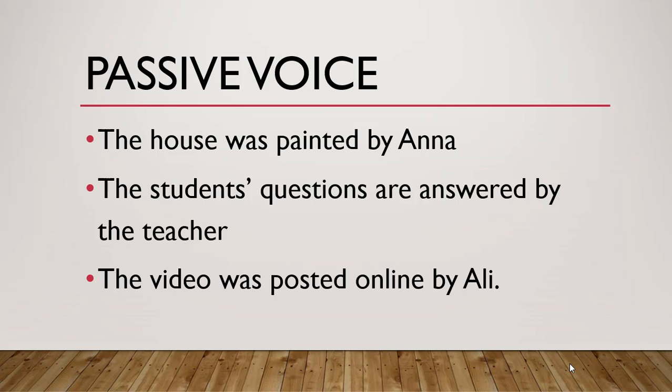Now the second one says: The students' questions are answered by the teacher. Now, this statement is a passive voice. Why? The students' questions here are the object. The verb answered remains, but then the teacher, which used to be the subject, has taken the position where the object used to be. And so the object now comes before the verb.